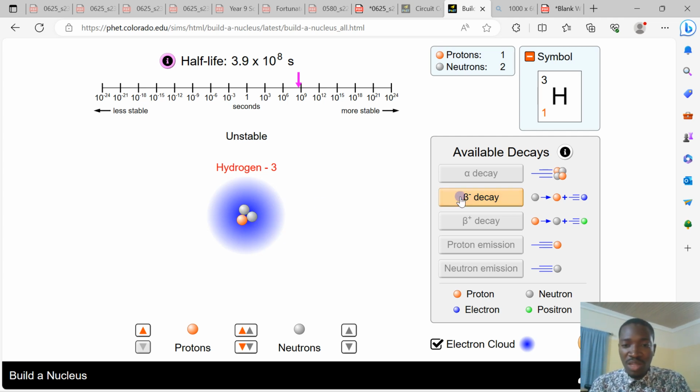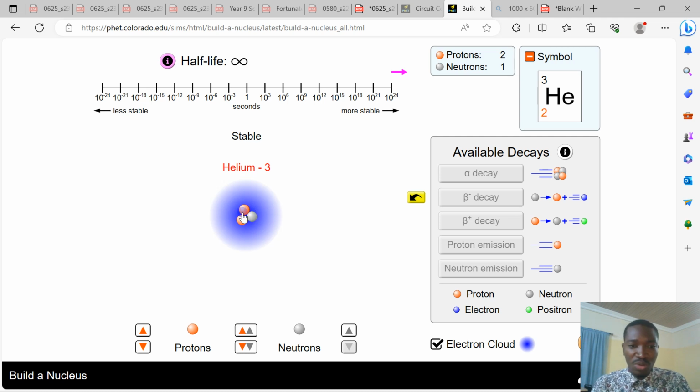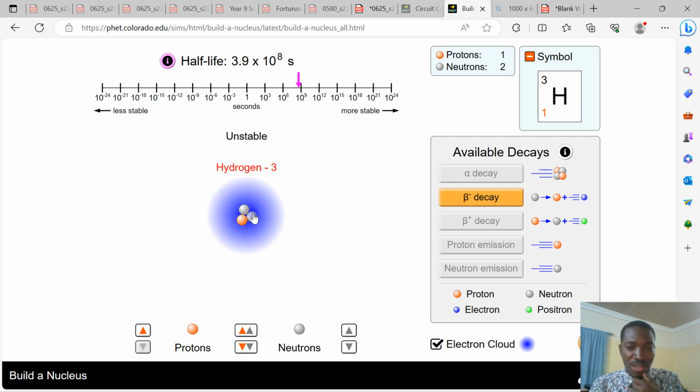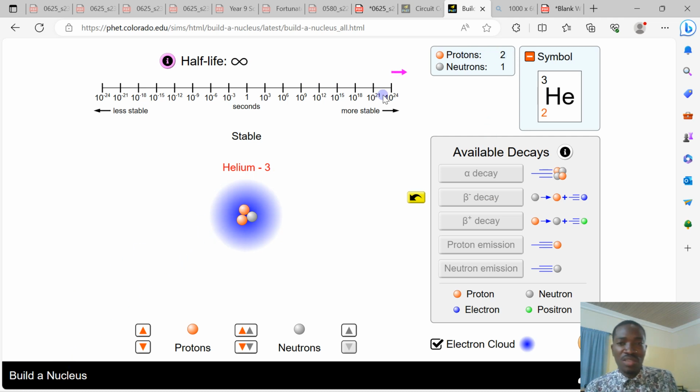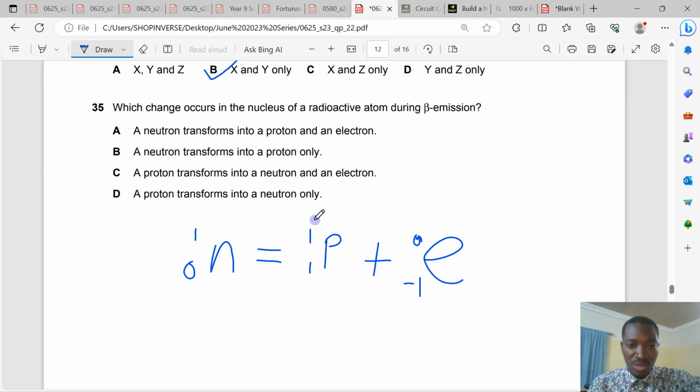So let it undergo beta decay. What happens? You see the electron being fired away, and one of the neutrons gets converted to a proton. And helium-3 is formed. Let me reverse the process so you can see it again. There are two neutrons, one proton. When it undergoes beta decay, you see the change here. There are now two protons, one neutron. The electron has escaped. So that illustrates the process.